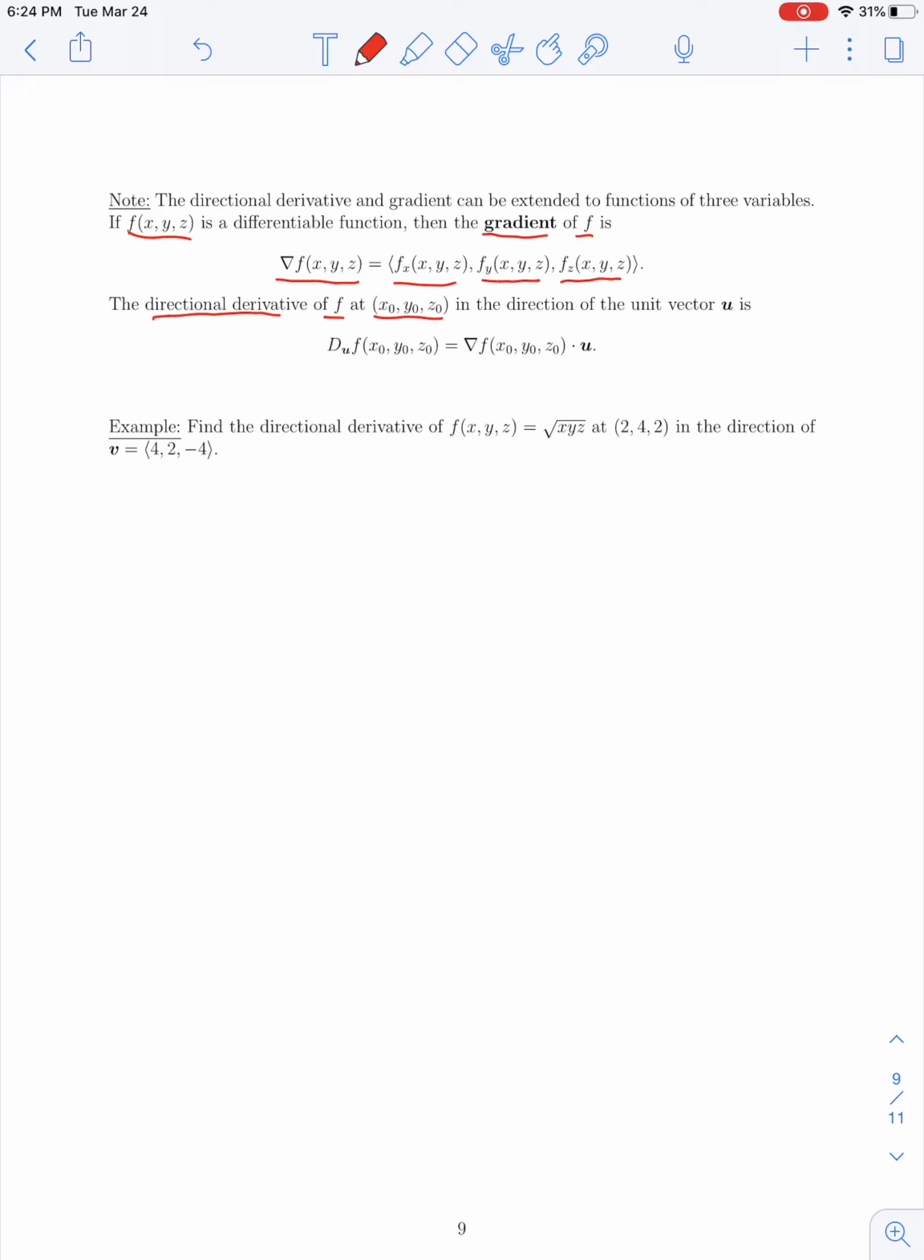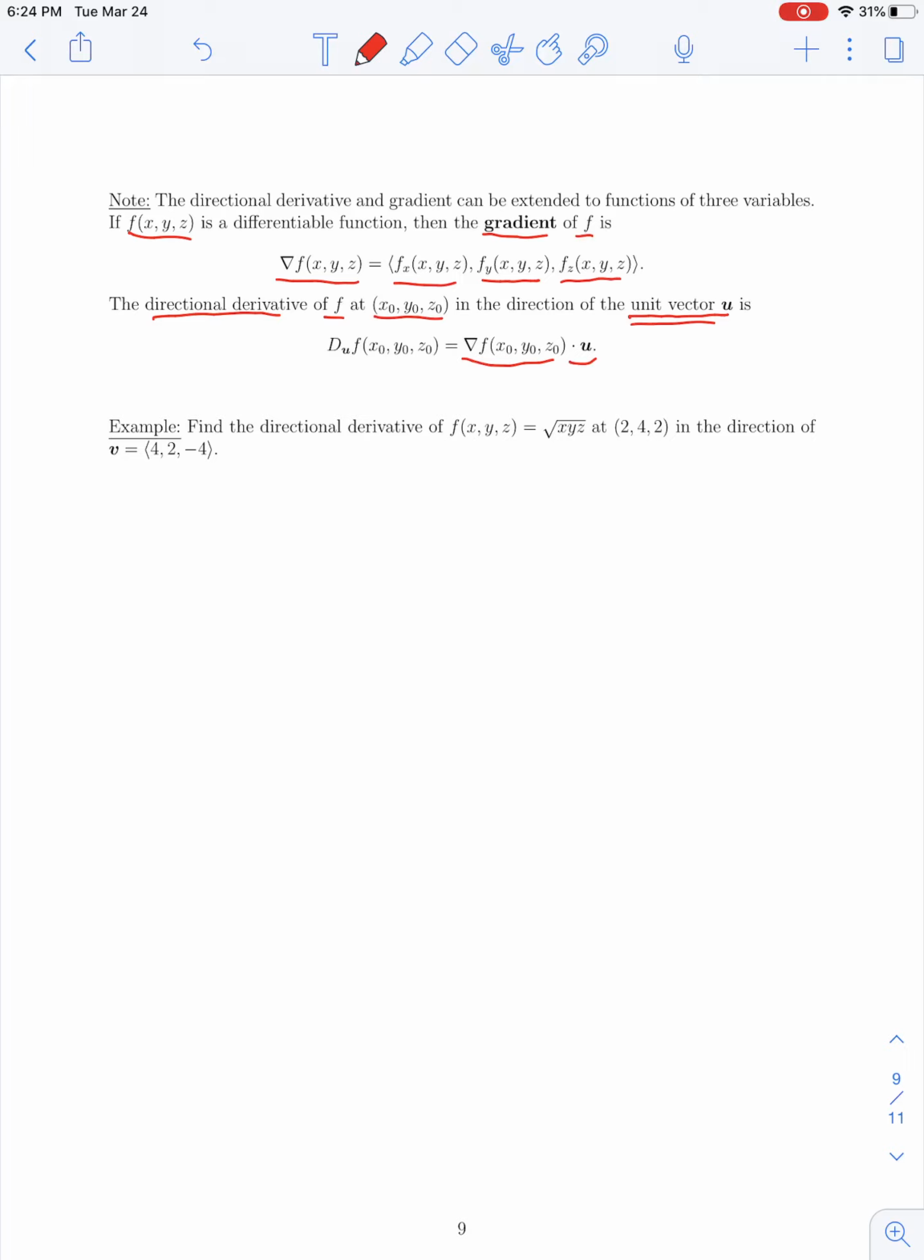And in the same way that we were finding a directional derivative of a function of 2 variables at a point, we could define the directional derivative of our function f at a point x naught, y naught, z naught in the direction of a unit vector u as the dot product of our gradient vector with the unit vector specifying our direction, evaluated at the point x naught, y naught, z naught. So we have a natural extension of the gradient or directional derivative to functions of 3 or more variables.